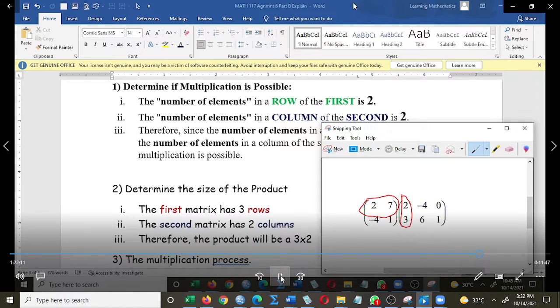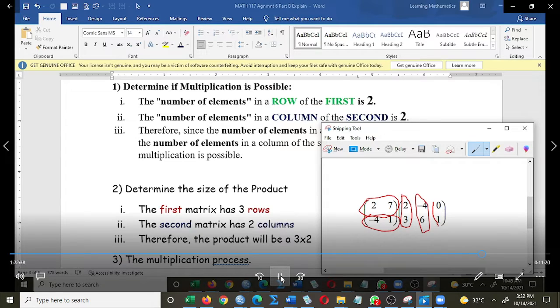The first matrix has two rows, and the second matrix has three columns. So what will be the product? 2 by 3. Exactly. There are two rows in the first matrix, and the second matrix has 3 columns.